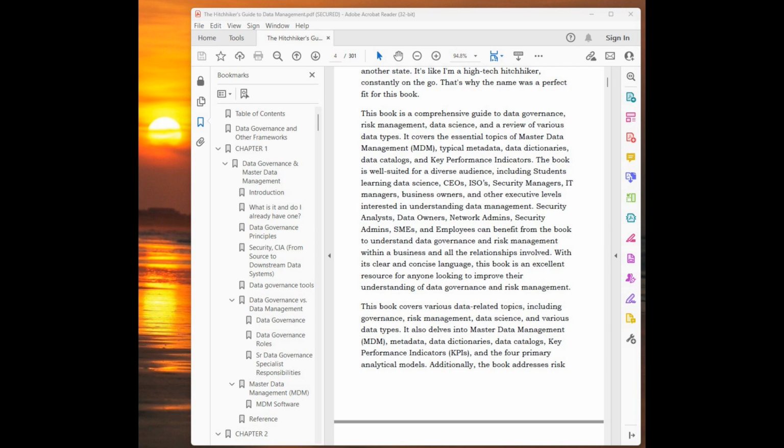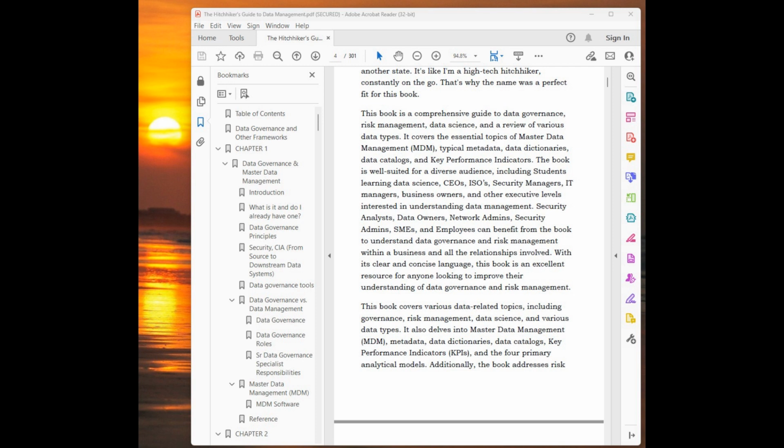This book is well suited for a diverse audience, including students learning data science, CEOs, ISOs, security managers, IT managers, business owners, and other executive levels that have an interest in the cybersecurity for their firm. Also, the security analysts, data owners, network admins, security admins, SMEs, and employees within a company that just have a desire to understand the data governance, maybe on a business level.